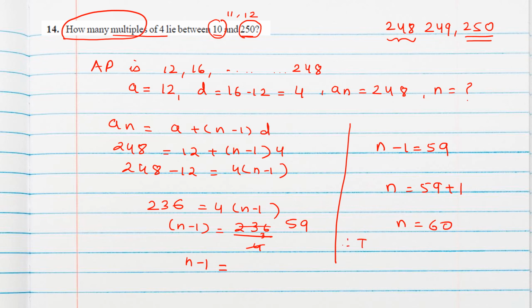So there are 60 multiples of 4 between 10 and 250.